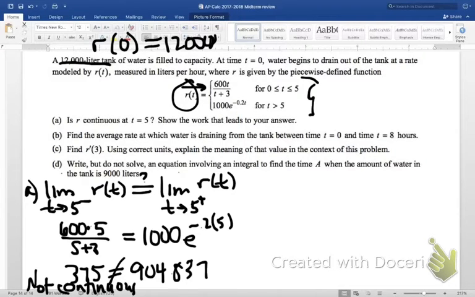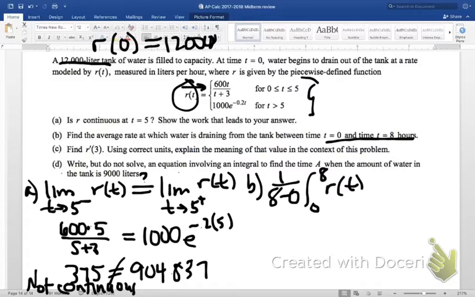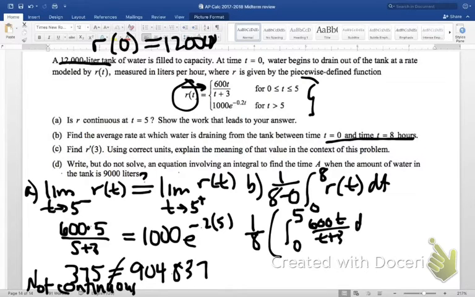So the average value of that rate, from 0 to 8, you're going to do 1 over 8 minus 0, the integral from 0 to 8 of R of t dt. Now it is split up into 2, so you could do 1/8 times the integral from 0 to 5 of 600t over t plus 3 dt plus the integral from 5 to 8 of 1,000 e to the negative 0.2t.